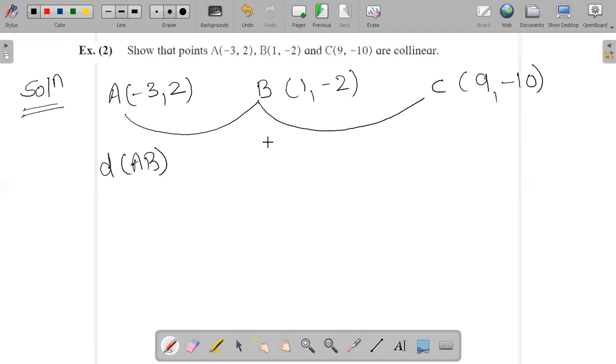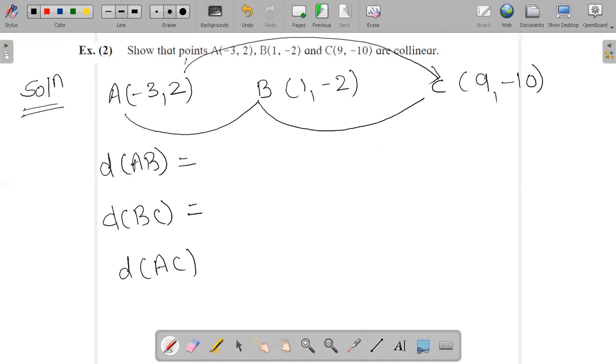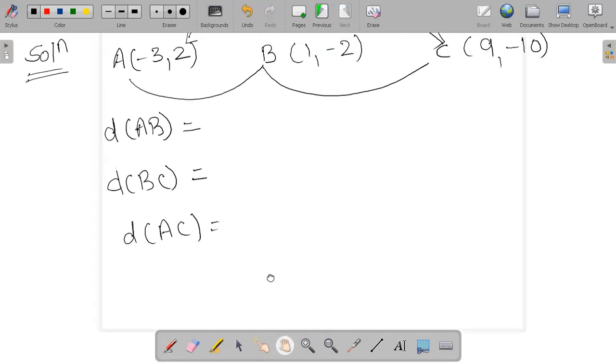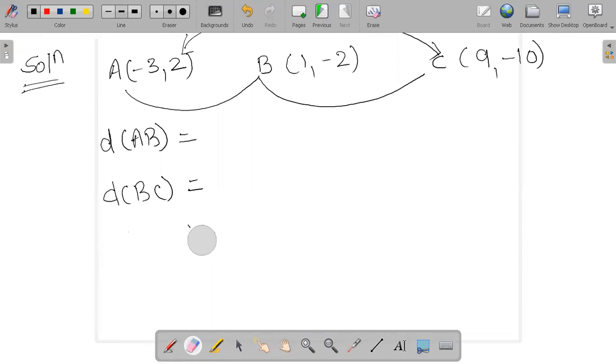Then, once you find distance AB, next you find distance BC using the distance formula, that is the distance between points B and C. And last, once you find BC, you find distance AC. So the general idea, the initial step, is clear: find distance AB, distance BC, and distance AC using the distance formula. Let's find out one by one. I'll start with distance AB.